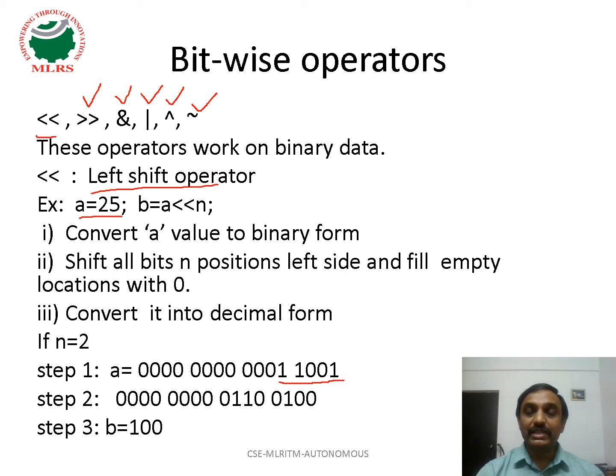Already 5 bits are filled. That is 25 converted into the binary form. The remaining 11 bits you fill with 0. That is the first step: convert the A value to binary form.